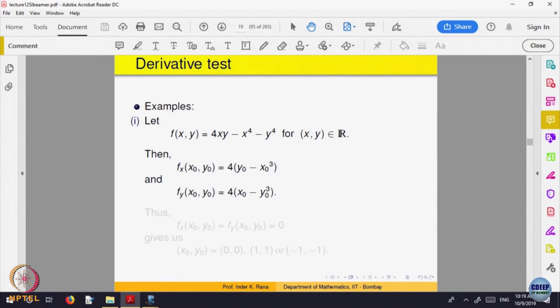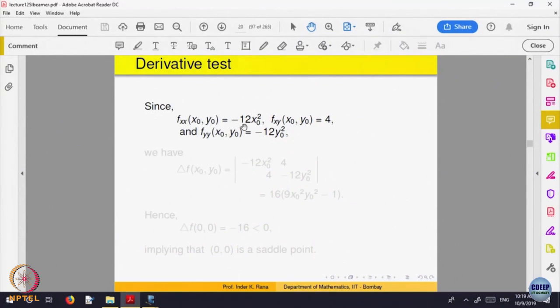Both equal to 0, you have to solve those two equations simultaneously. So you will get points where the function can have a local maximum or local minimum. This gives you 3 points. How are these 3 points obtained? By solving these two equations. We are not spending time on solving that, you will have to do that. Now the point is, at (0,0), (1,1), and (-1,-1), whether the function has local maxima, local minima, or a saddle point, or you cannot say anything directly.